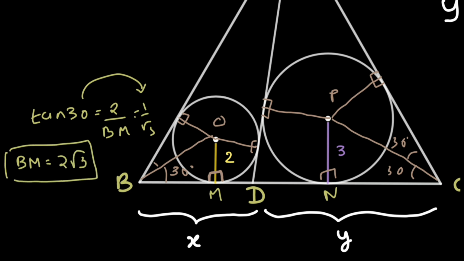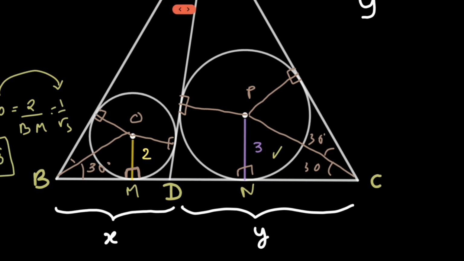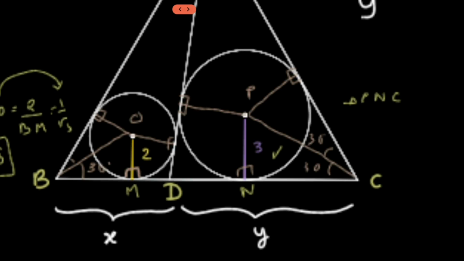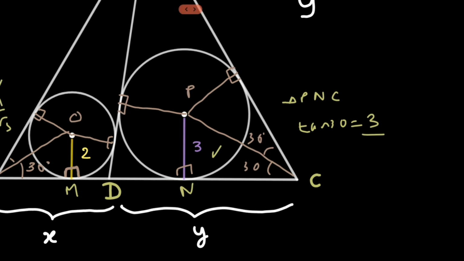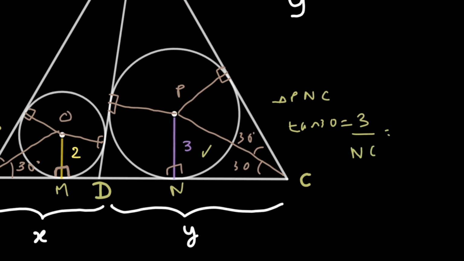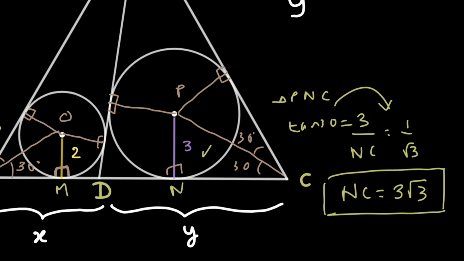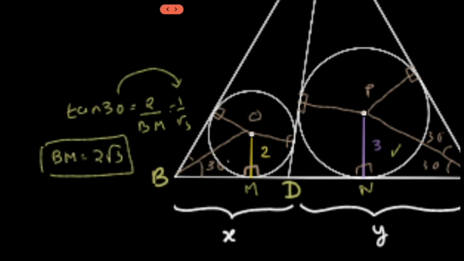Okay. Similarly, in this bigger triangle, that is the triangle PNC, the value for tan 30 degrees would be equal to 3 upon the base, that is NC, and this would also be equal to 1 upon square root of 3, that's the value for tan 30 degrees. So cross multiplying this will give me the value for NC as 3 square root of 3. So here we have got the value for NC, and previously we had the value for BM.